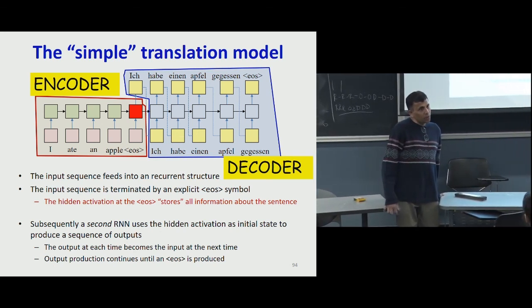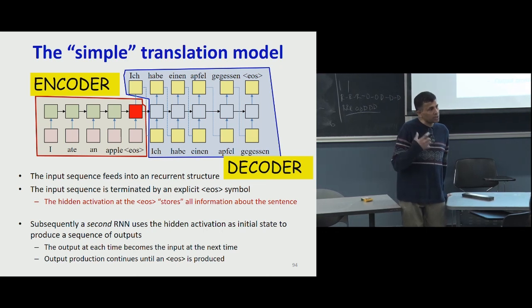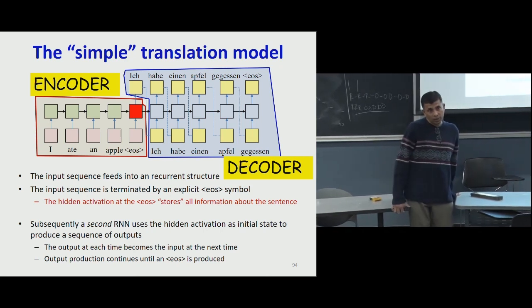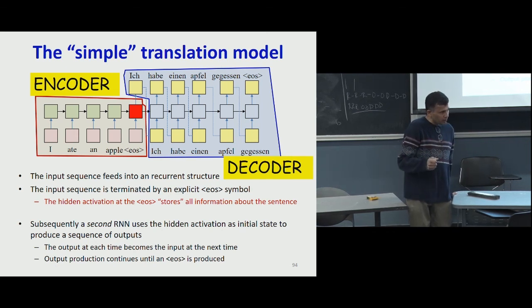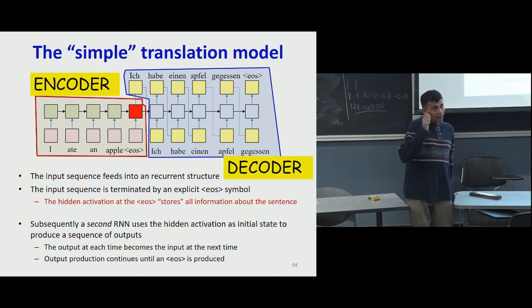The job of the encoder is to learn a representation that somehow characterizes everything that was input in one compact representation, which may not be possible, right? But we're going to try. And then the job of the decoder is to take that and unravel it into the symbol sequence for the output.